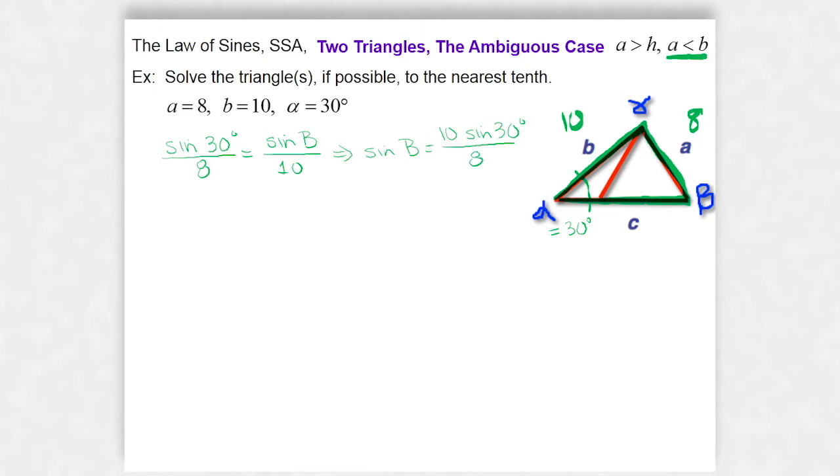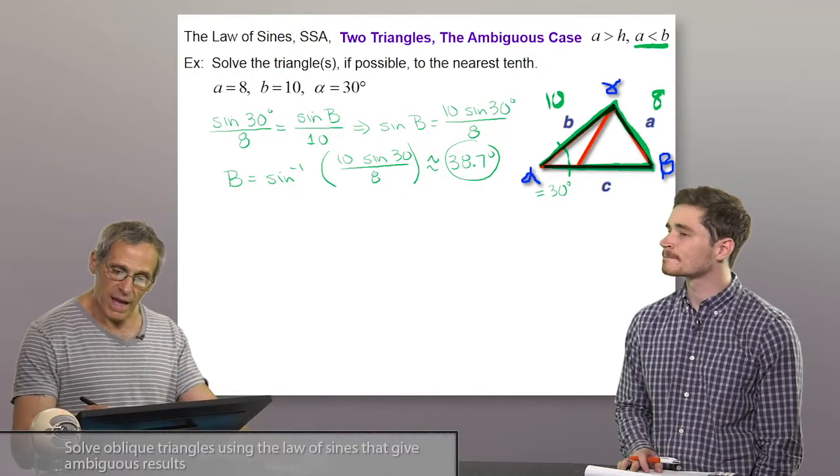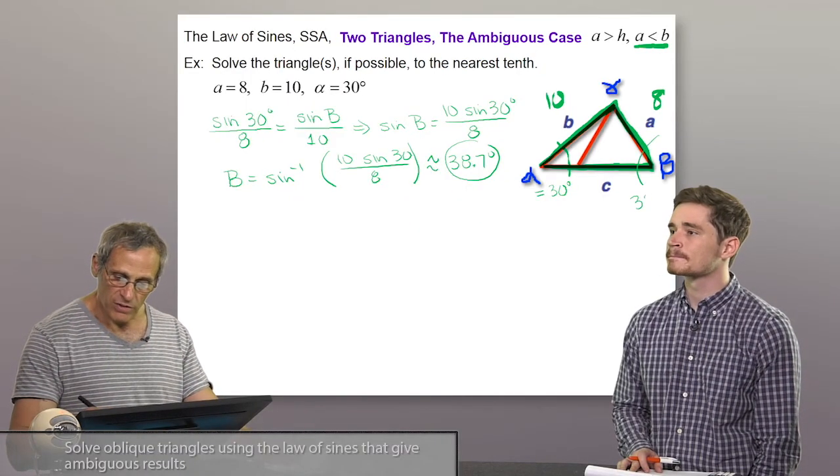And then we would take the arc sine of that particular ratio. And so the arc sine, beta, would be the arc sine of 10 sine of 30 over 8. And I'm just going to write in whatever that value happens to be, and it's 38.7 degrees. You want to be in degree mode. So now I have this angle, 38.7 degrees.